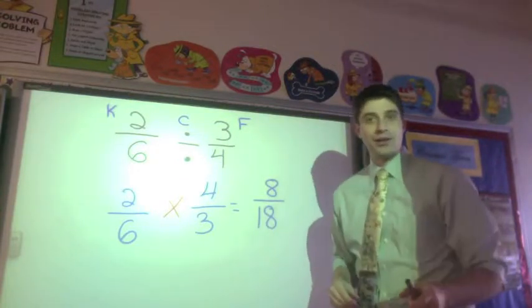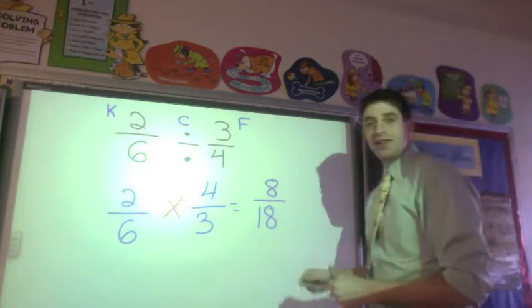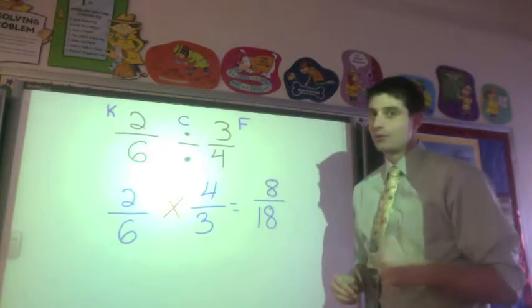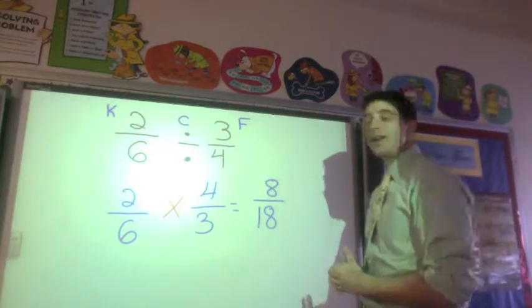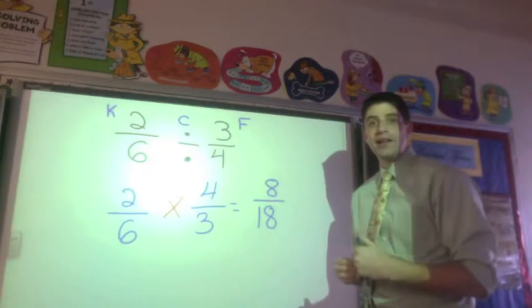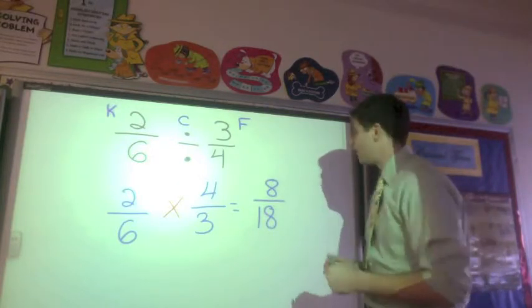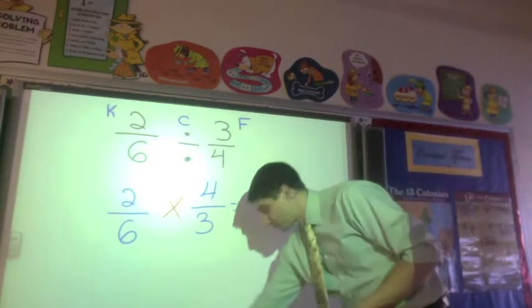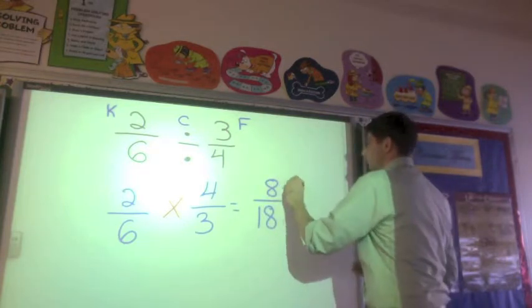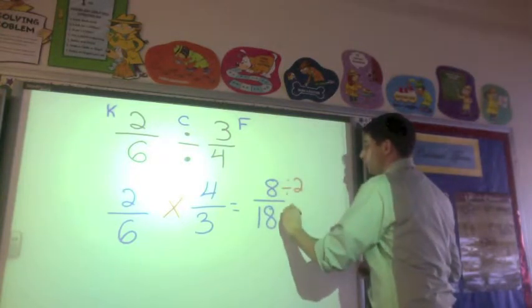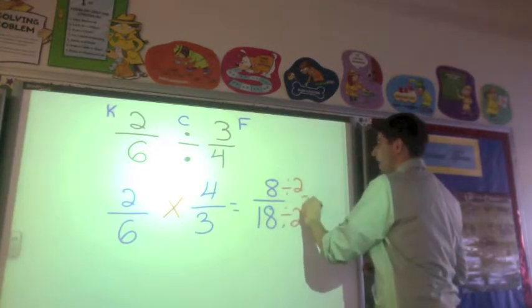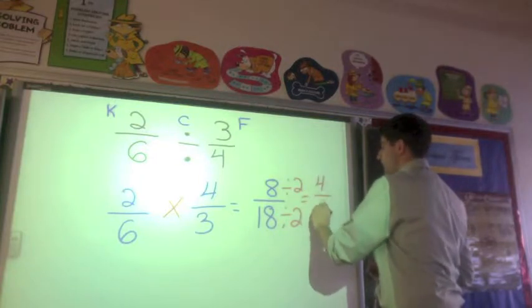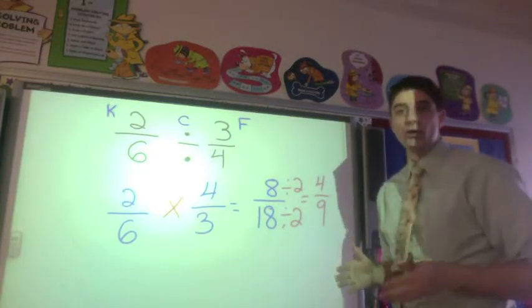Oh, you notice something. You notice that 8/18 has to be simplified? Well, you're right. The greatest common factor for 8 and 18, you're right again, it is 2. So I'm going to divide both sides by 2, and my answer becomes 4/9.